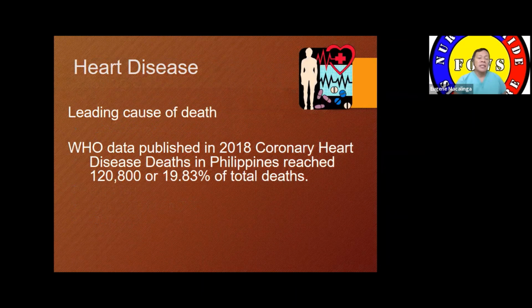Okay, so let's proceed. Heart disease is the leading cause of death. I think you've heard about WHO, especially as we are in the time of the pandemic this year, 2021, which started last year, 2020. WHO stands for World Health Organization. Based on their data in 2018, coronary heart disease deaths in the Philippines reached over 120,000. That's quite high, representing close to 20% of the total deaths back home.